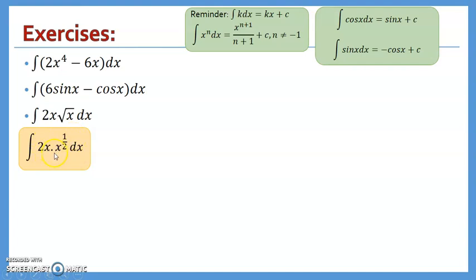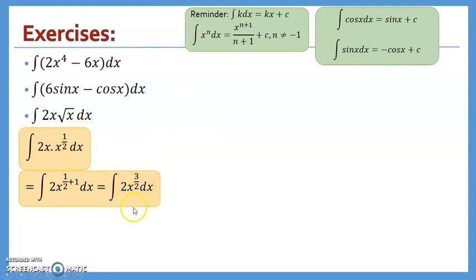Since they both have the same base, which is x, you add the powers. So you get x power 1 plus half, which is 3 over 2. So x times x power half is x power 3 over 2. Now, this has the form x power n. So we add 1 to the power and we divide by the new power. So we add 1 to 3 over 2, we get 5 over 2, and we divide by the new power, which is 5 over 2, plus c.